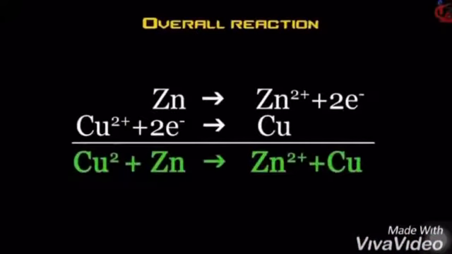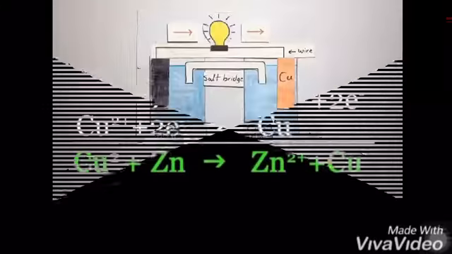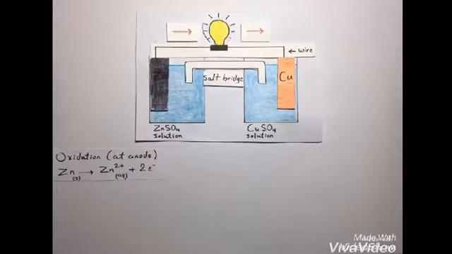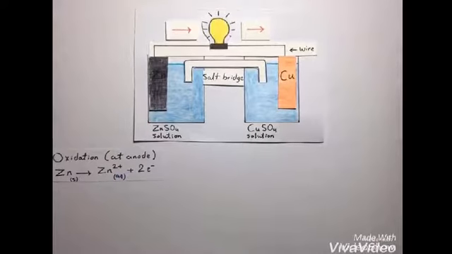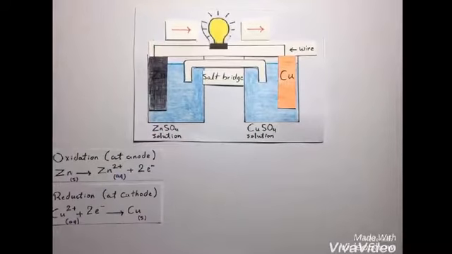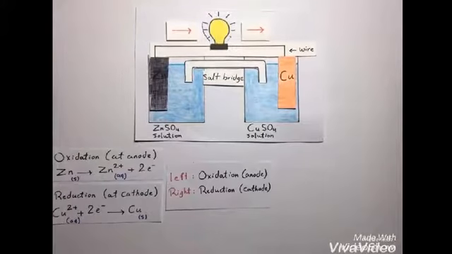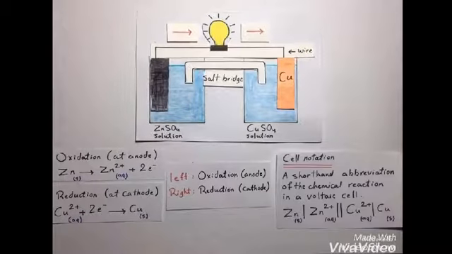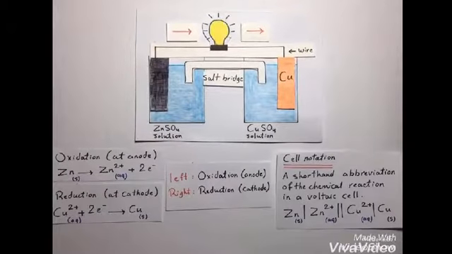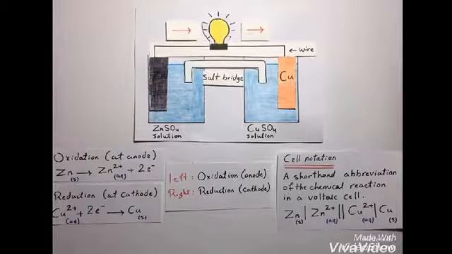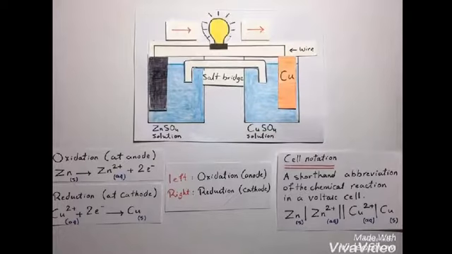The overall cell reaction can be written like this. We have two half-reactions, and we can put them together to get a net ionic equation, which shows the overall oxidation and reduction process. Now, when we're talking about a voltaic cell, we often represent it with a cell notation, which is a shorthand abbreviation of the chemical reaction in a voltaic cell. It's a way that we can show what's going on without drawing a picture of the whole thing. Cell notation is sometimes referred to as a cell diagram.